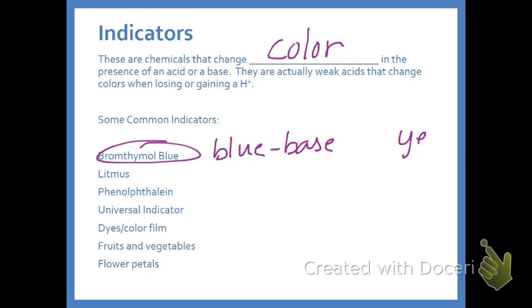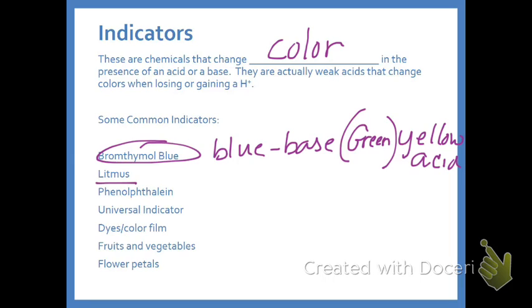And in the presence of an acid, it's actually yellow. But right here in the middle is the sweet spot, which we're going to be looking for: neutral is green. A lot of you will not get green because it's very easy to overshoot a titration. Got to go really slow at the end to get green, okay? But that's what we're going to be using.